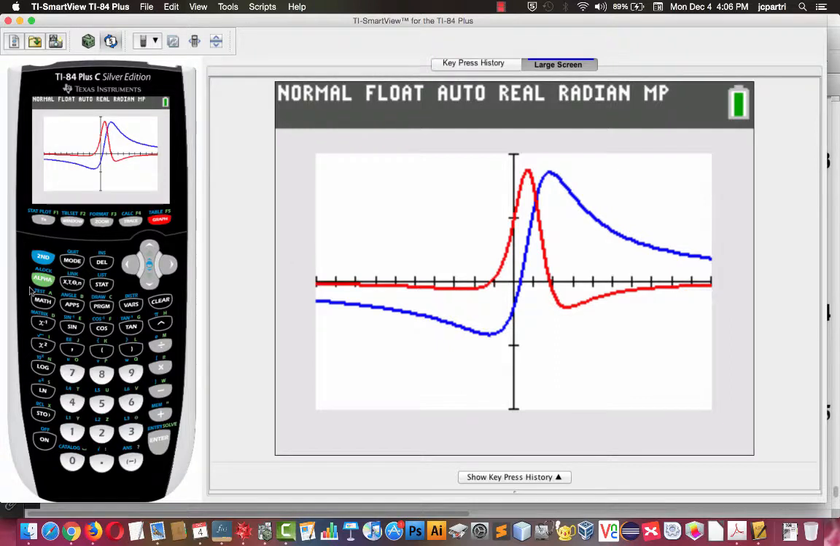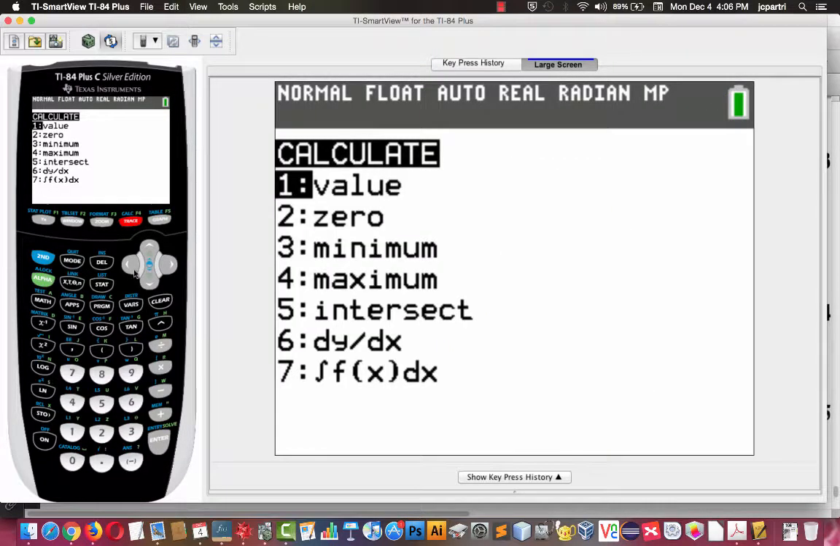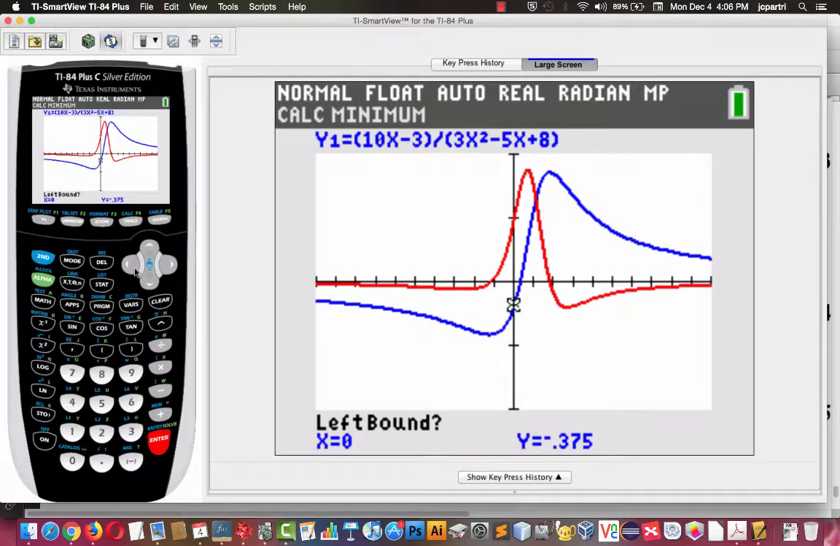So, for example, if I did second calc and I wanted to find out where this minimum was for the first curve, I'm going to choose a point to the left of that minimum and hit enter. And then I choose a point to the right of that minimum.